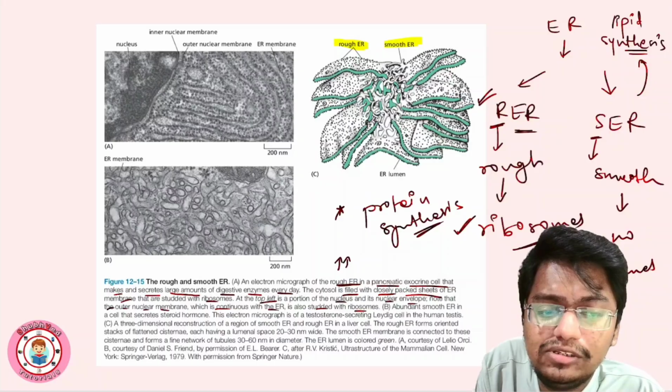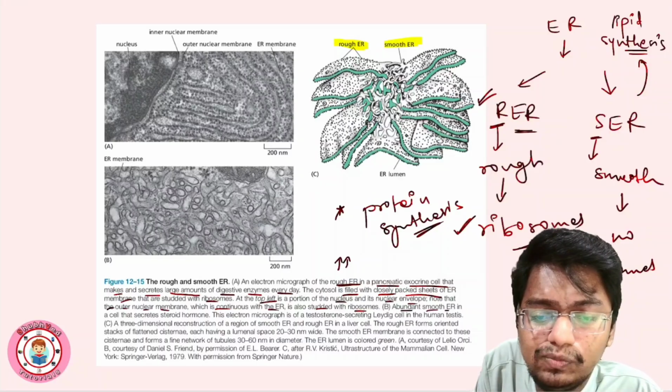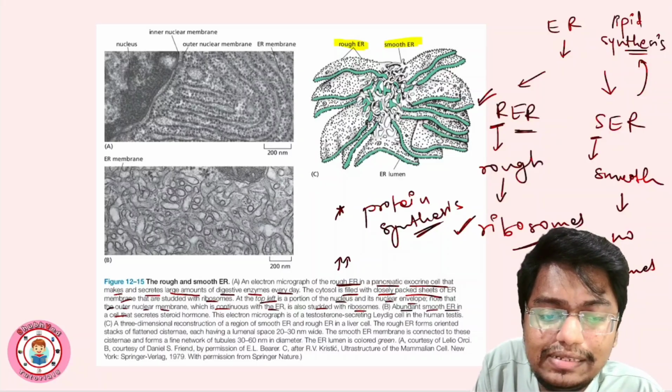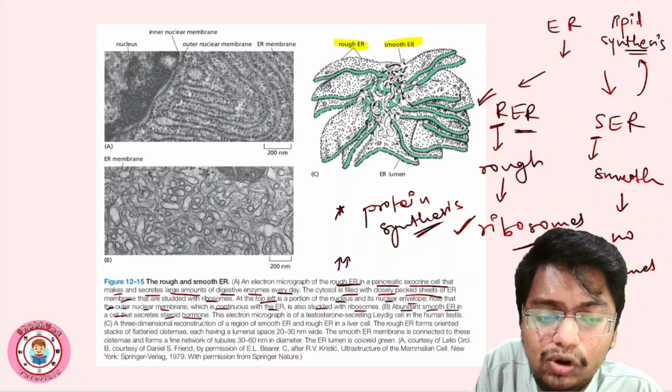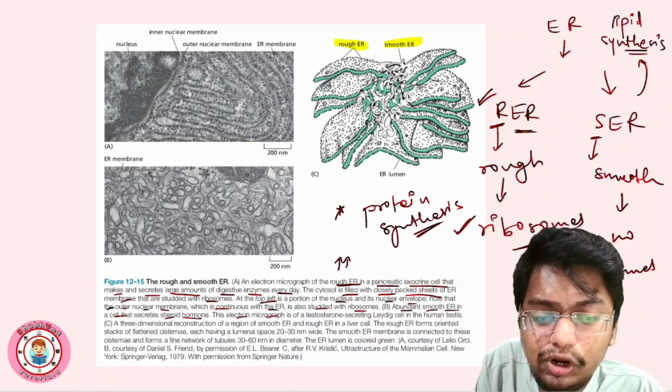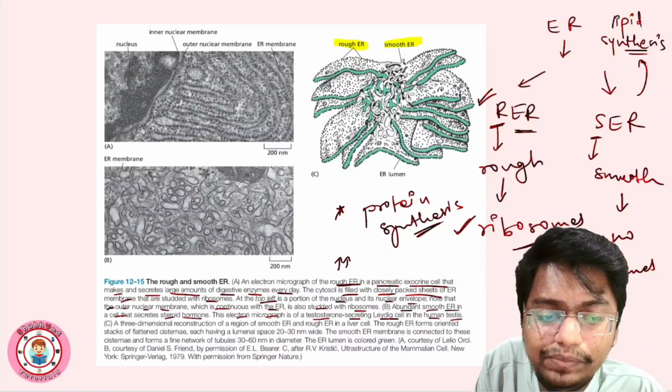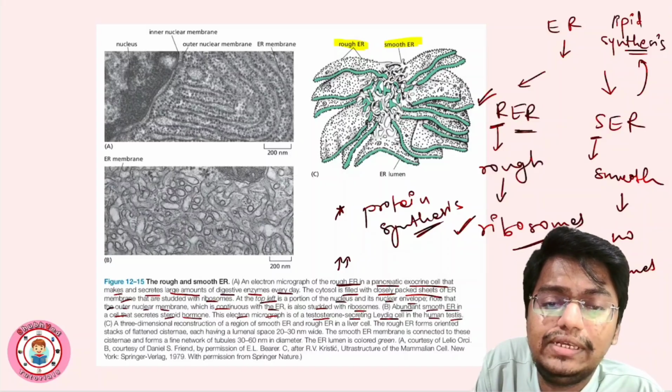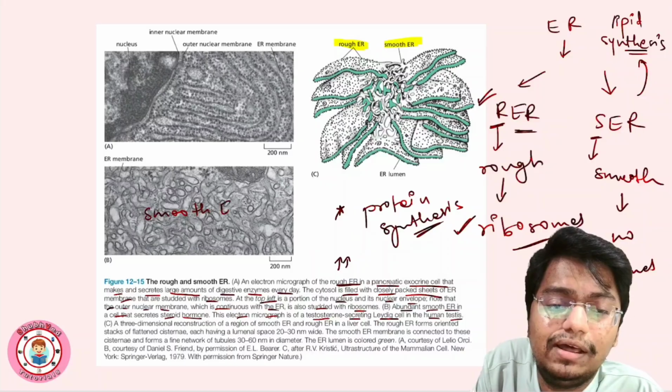Now this B picture is abundant smooth ER in a cell that secretes steroid hormone. Okay, one that is making steroid hormone. So the electron micrograph is of a testosterone secreting Leydig cell in the human testes. Okay, so in this we will find more smooth ER, right?